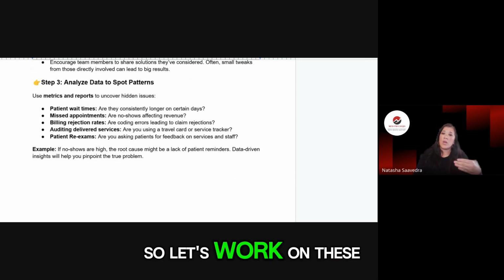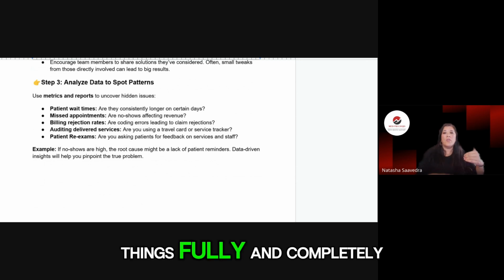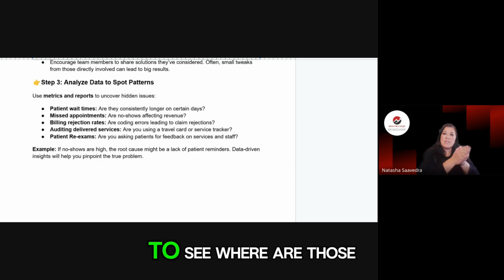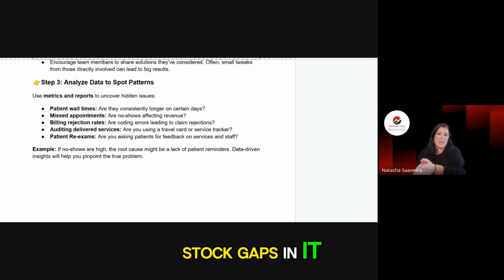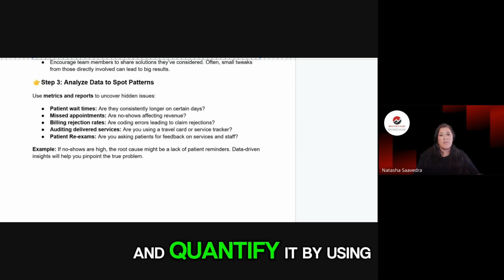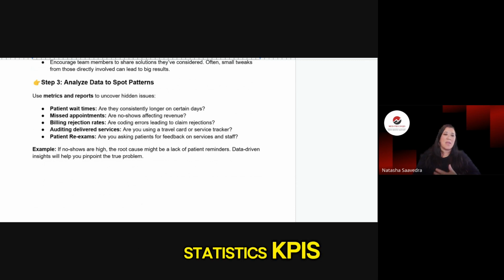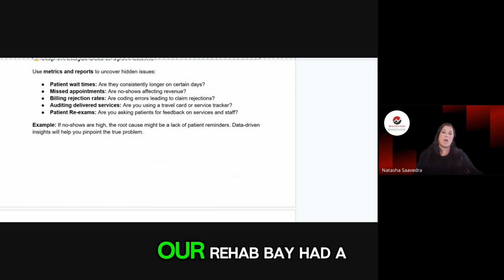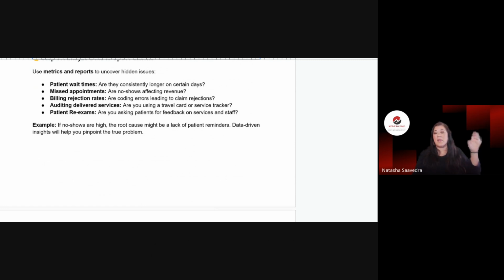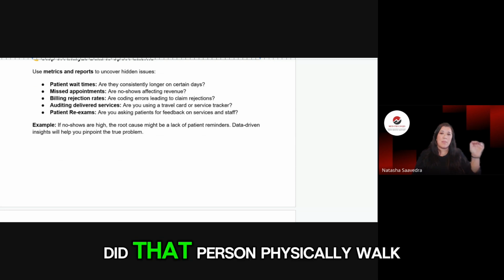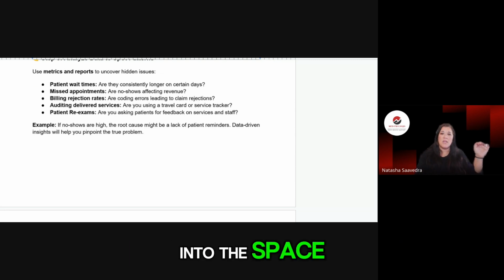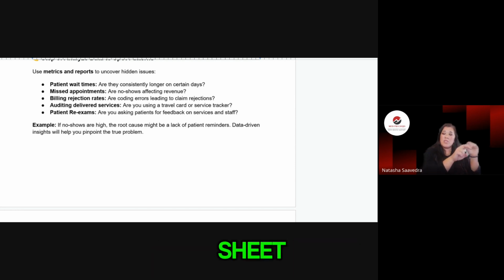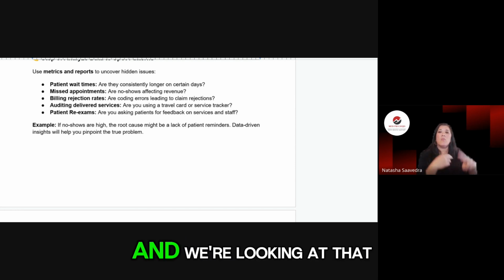So let's work on these things fully and completely as a whole workflow cycle with your team to see where those stop gaps are, so we can correct it and quantify it by using statistics, KPIs, time charts, things like that. If you have a rehab bay, our rehab bay had a rehab battle plan, and they could write in what time that person physically walked into the space to when they completed all of the services. And then on the same sheet, they're writing in out time. And we're looking at that.